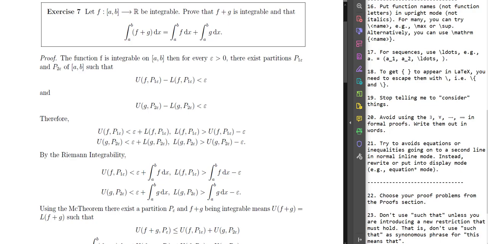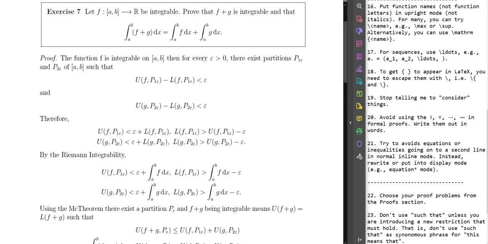Okay, number 4. Integrability. Let f on a closed interval ab be integrable. Prove that the sum of f and g is integrable, and that the integral of the sum is the sum of the integrals. Okay.